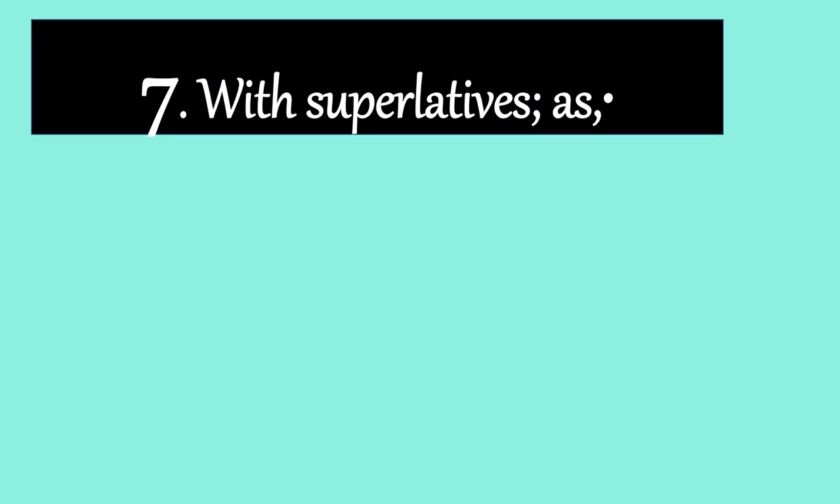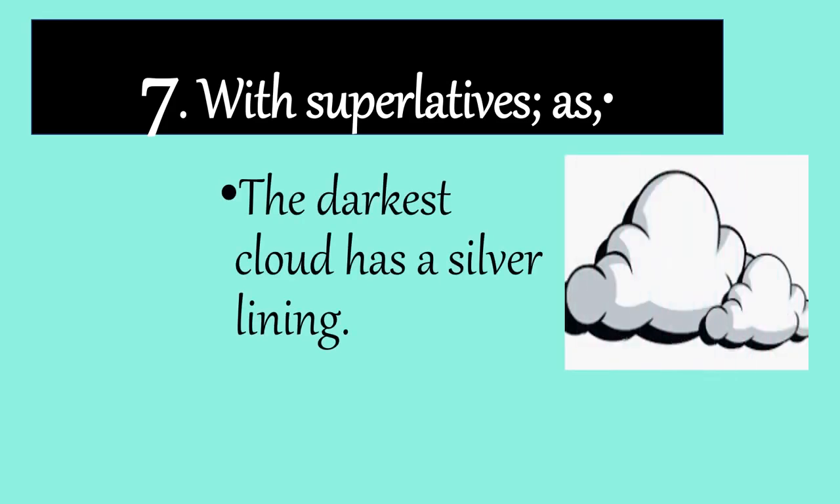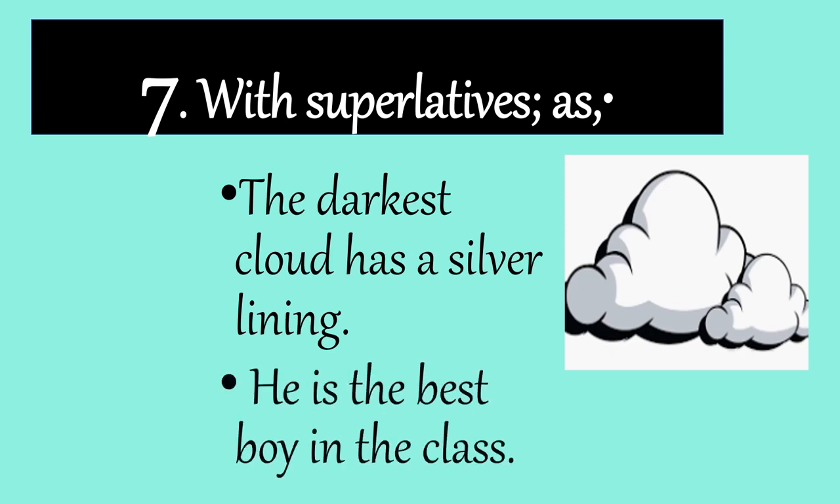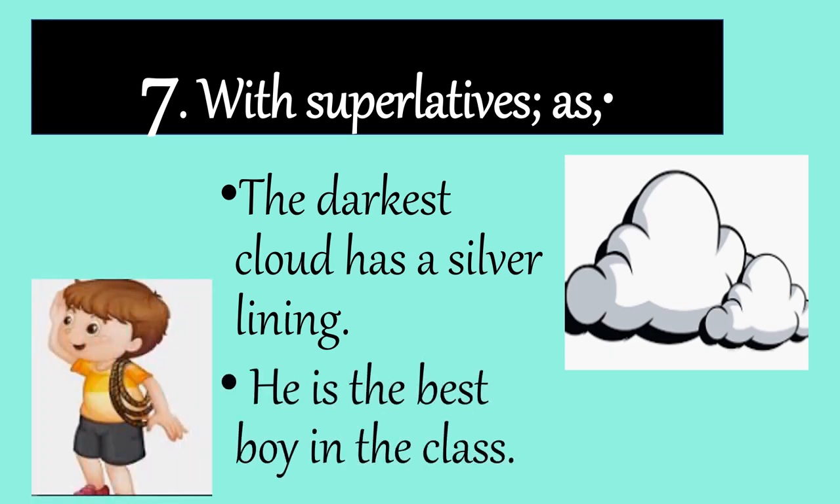Seventh use is "the" is used with superlative degrees of adjectives. For example, the darkest cloud has a silver lining. Darkest is superlative degree. That is why I have used "the" before darkest. He is the best in the class. So best is also the superlative degree of good. That's why I have used "the" before best.